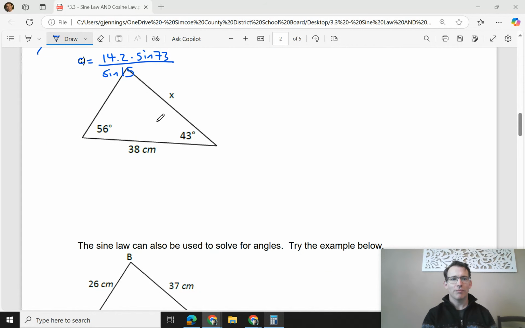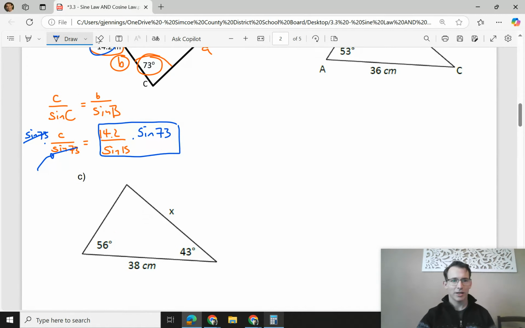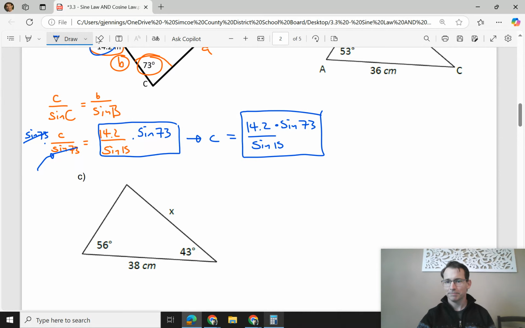This one down here, if we want to solve for x, well, that's very interesting. Okay? What are we going to do to solve for x here? Problem is, I'm just going to remove all that. Oh dear, it's not going to be in the notes. Do it this way. C is equal to 14.2 over sine 15 multiplied by sine 73. Okay, that's the expression that I punched in my calculator.